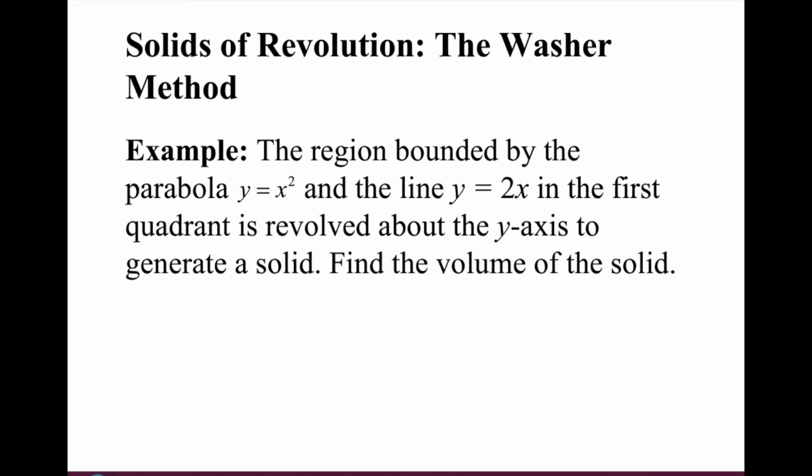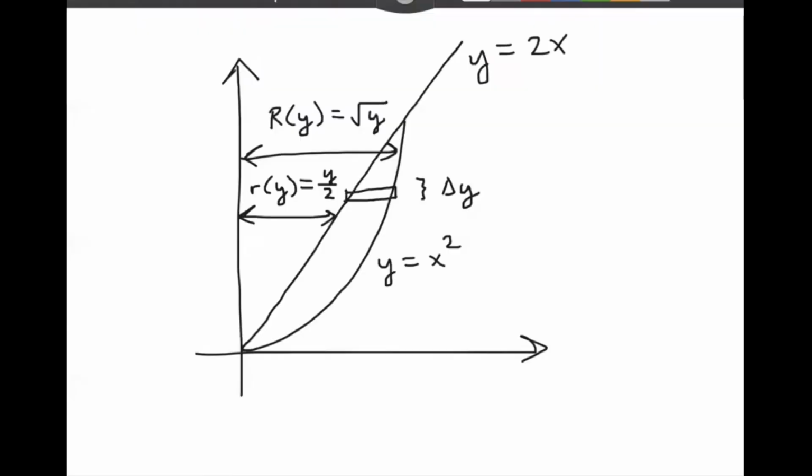So our first example for the washer method: the region bounded by the parabola y equals x squared and the line y equals 2x in the first quadrant is revolved about the y-axis to generate a solid. Find the volume of the solid. So for this, I think I'm going to switch over to the tablet. They have a better picture of this region on the slide, and I'll show that to you too.